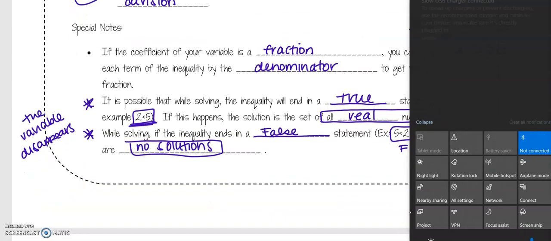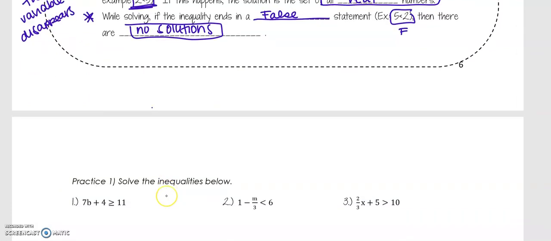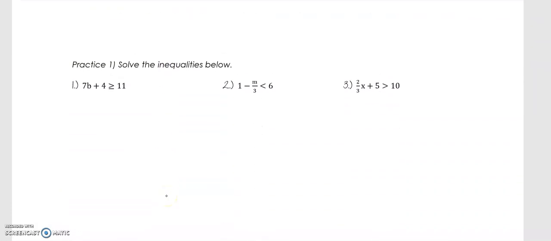Okay, so let's go through some examples here. First thing, there's no distributing, no combining like terms. I'm going to subtract the 4. We use inverse operations. I get 7b is greater than or equal to 7. And now I need to get this b by itself. I either multiply or divide. Currently this is multiplication. I undo multiplication by dividing. And I get b is greater than or equal to 1.